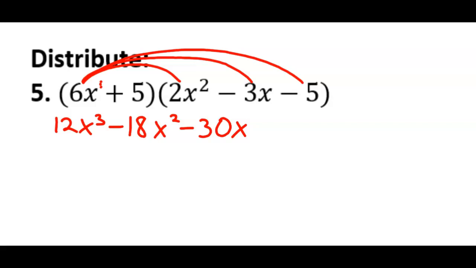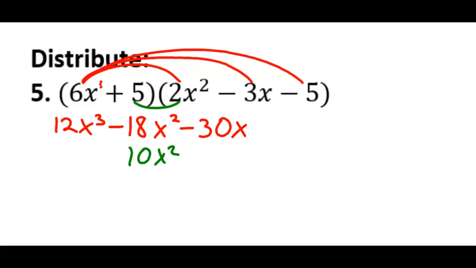What's my next step? The 5. 5 times 2x squared. I now need to do the other one. Do the rainbow, write down the answer. What do you get? 10x squared. Where's that going to go? Under the 18x squared. 10x squared. If you line them up, you will have a much easier time. If you string them across, you're going to lose something. You're going to lose a sign.